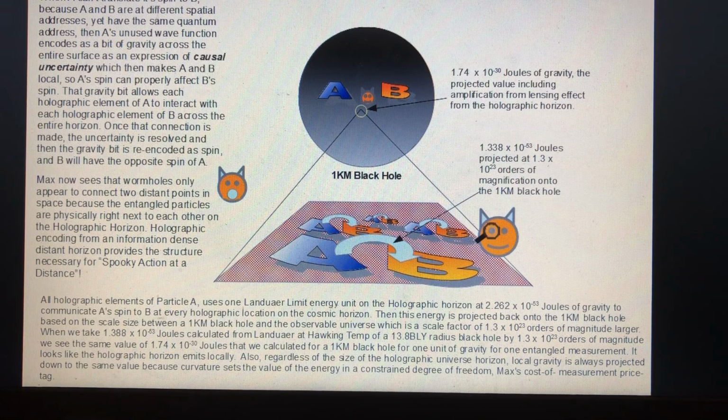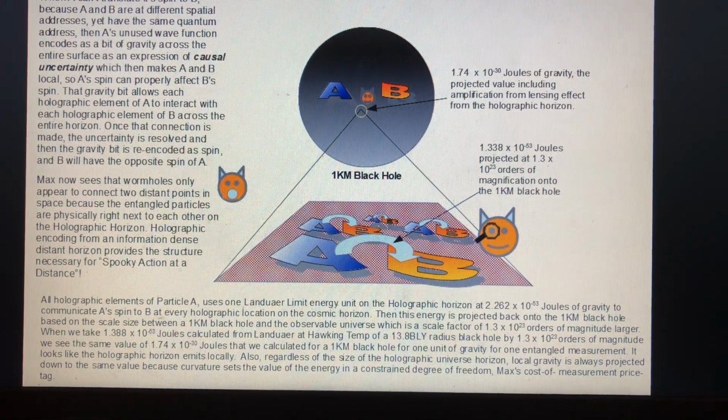So the gravity bit allows each holographic element of A to interact with each holographic element of B across the horizon. Once that connection is made, the uncertainty is resolved, then the gravity bit is re-encoded as spin, and B will have the opposite spin of A. Max now sees the wormhole only appears to connect two distant points in space because the entangled particles are physically right next to each other on the holographic horizon. Holographic encoding from an information-dense distant horizon provides the structure necessary for spooky action at a distance.